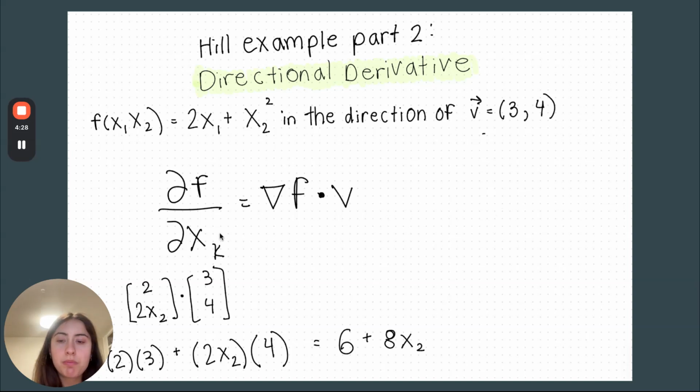Taking the dot product of the gradient and the direction vector, we multiply straight across, resulting in 6 plus 2x2 times 4, which gives us 8x2. So this means that if I hike up this hill in direction (3, 4), then the steepness that I experience is 6 plus 8x2.